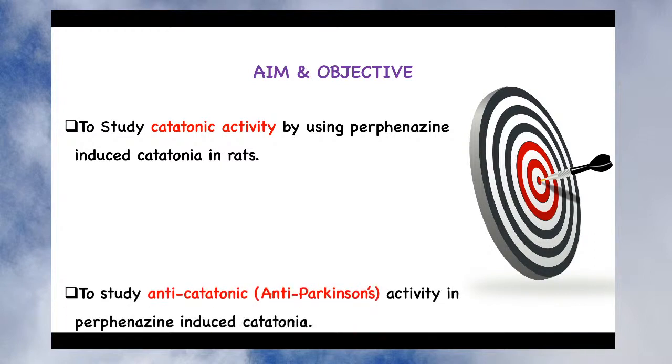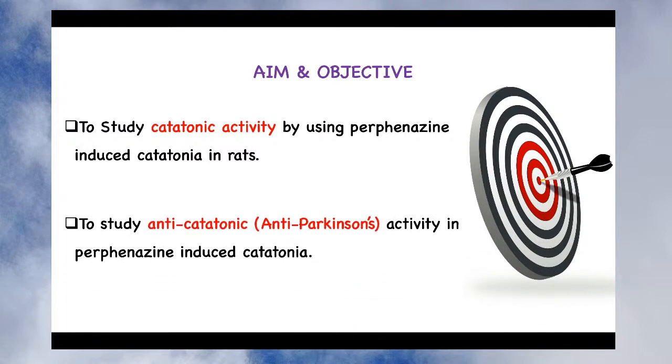Once this is induced, we can also study anti-cataleptic activity. The drugs which have anti-cataleptic activity are also called anti-Parkinson drugs. So we are going to study anti-cataleptic or anti-Parkinson activity again in perphenazine induced catalepsy. So we'll be studying two activities. One is the side effect of perphenazine, that is catalepsy, and secondly, by using this model, we'll be studying anti-cataleptic or anti-Parkinson activity.